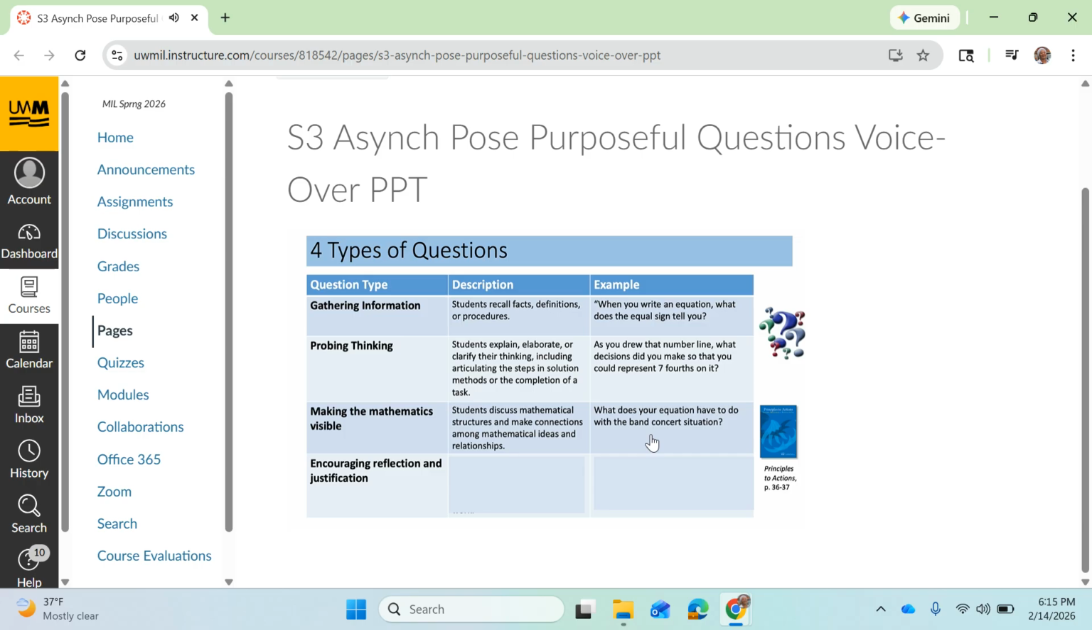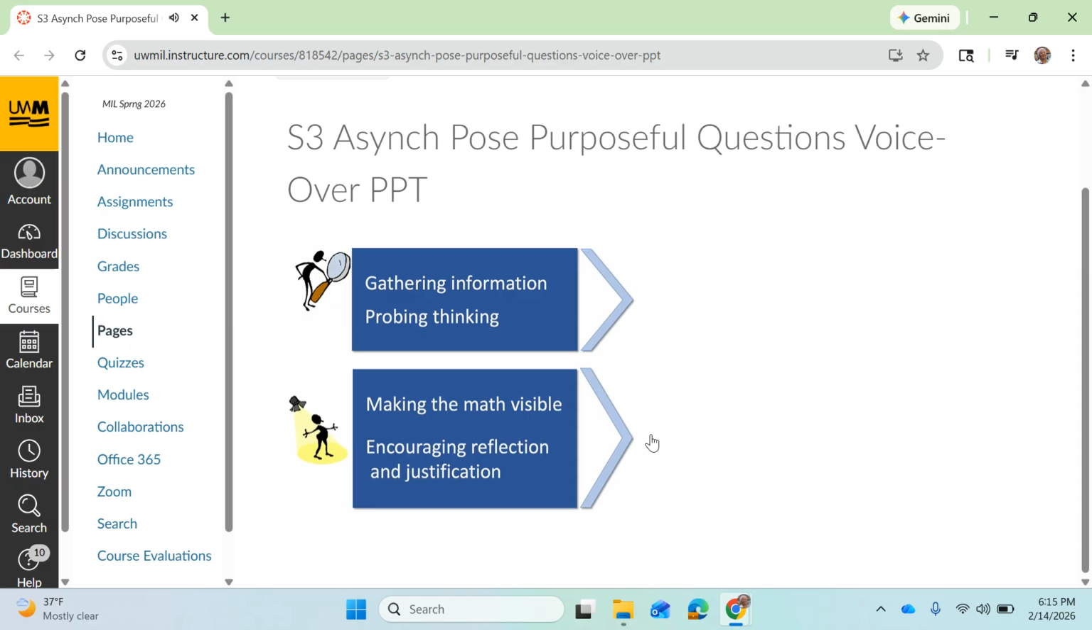And then lastly, encouraging reflection and justification. And here, students really reveal deeper understanding of their reasoning and actions, and potentially including making an argument for the validity of their work, that justification piece. How might you prove that 51 is the answer? So these ones where they're really taking it to that next level.